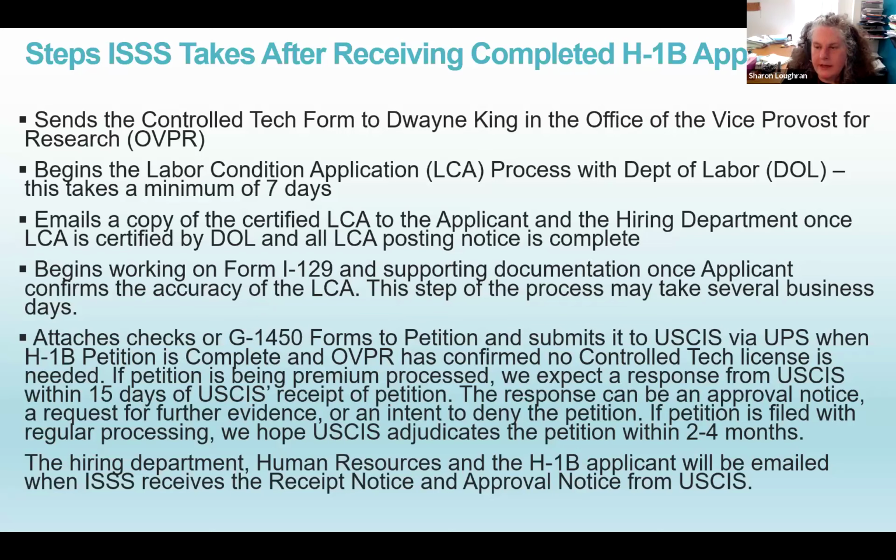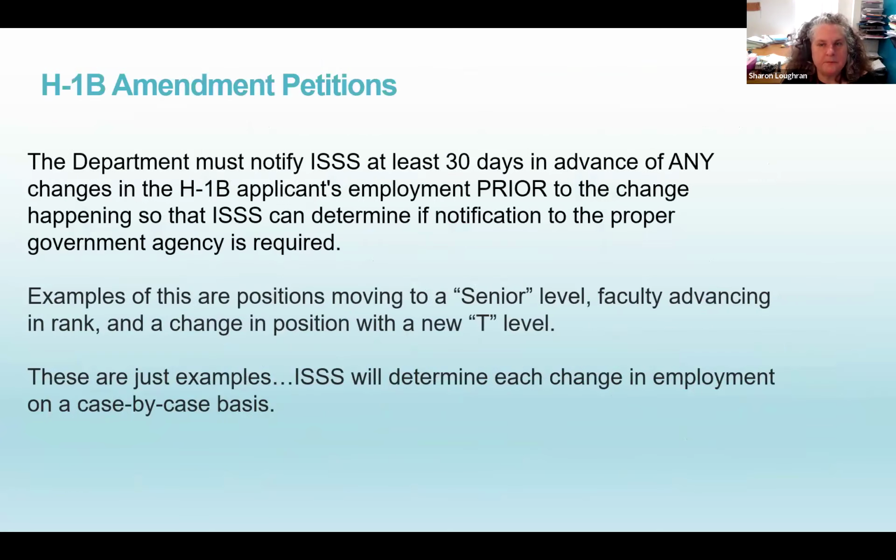If we're doing premium processing, understand that it can take 15 days to get an answer. An answer could be an approval, but it could also be a request for further information. So they want to see more evidence. And then once I get the actual approval notice, I will let the department, HR, and the applicant know. Next. Let's say that you have someone who's a postdoc and you want to change them to an associate scientist. We have to file an H-1B amendment petition first, and once immigration receives it, they could start the new job. Next.